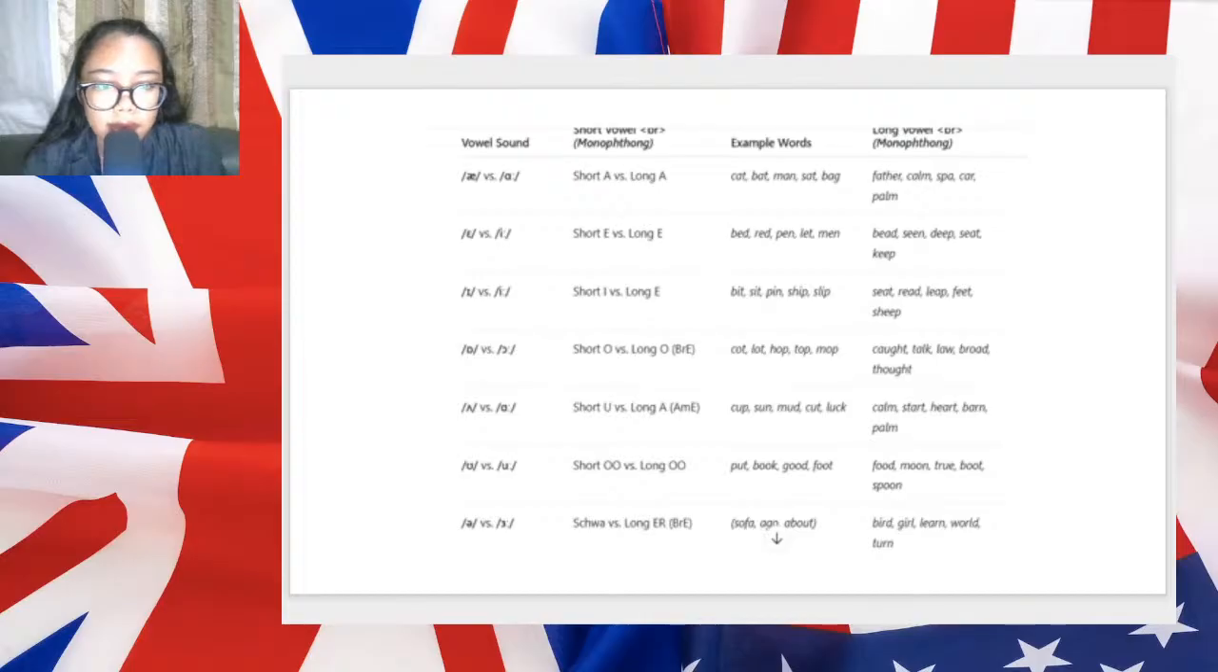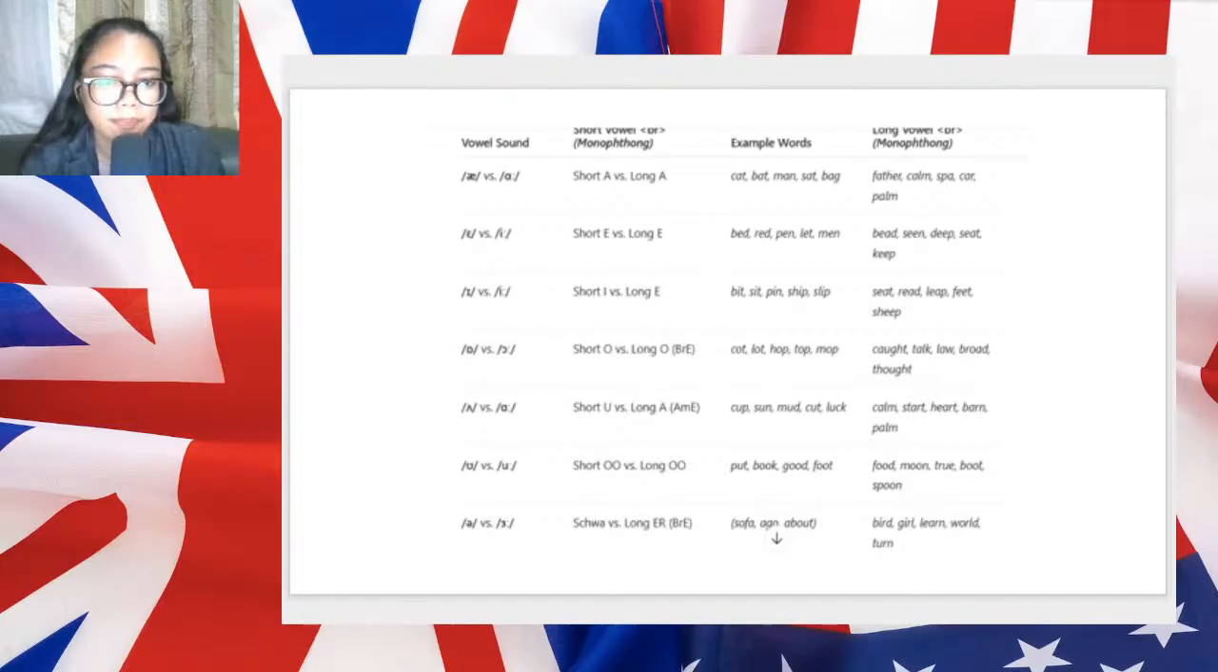Okay, next is this one, E for I. Short vowel sound: bit, sit, pin, ship, slip. And then for the long vowel: seat, read, leap, feet, sheep. Next, O. Short vowel: cut, lot, hop, top, mop. Long vowel: caught, talk, law, broad, thought.